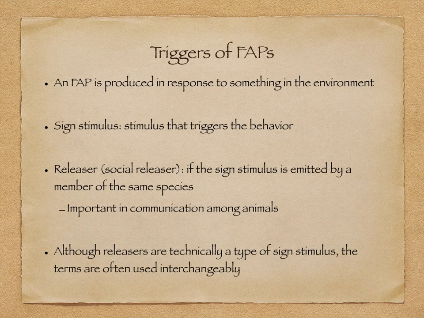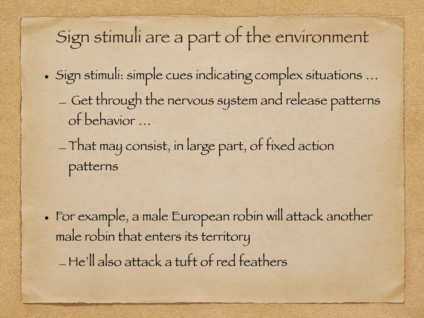Things to remember about the FAPs is that there are specific triggers, and these are triggered biologically, internally. They are innate. So the stimulus that triggers the behavior is called a sign stimulus, but that sign stimulus can actually be social. If you have a member of the species that releases the behavior, it's called a social releaser. And so that's really important for communication among animals. The sign stimuli are really specific sometimes.